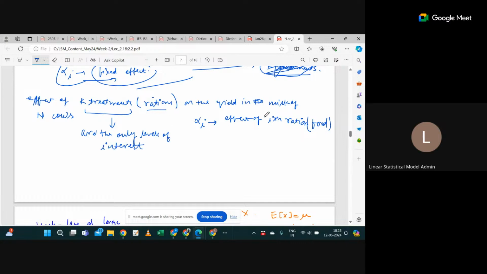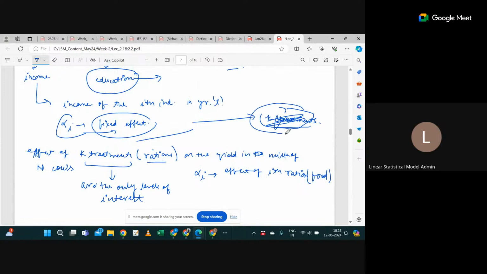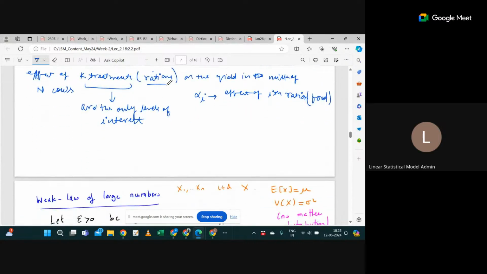I was saying in the beginning, whatever things you have, those are fixed. You are taking all the things, whatever the rations or different types of food you have; these are the only levels of interest. These are the treatments in which you are interested, and you have taken only these. Can we say that these levels of interest are about how much quantity of food we're feeding the cow? Is that a correct intuition?